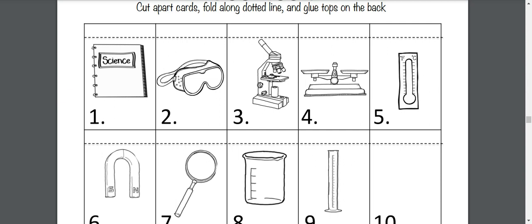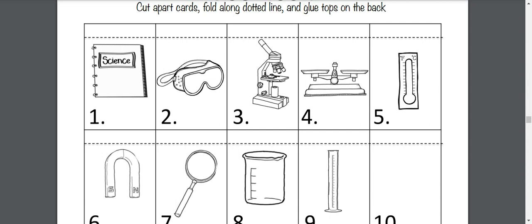Now, number 2, what is the name of that science tool? And why would a scientist use that? Number 2, go ahead, think about it. And those are safety goggles. It protects you from chemicals getting in your eyes or flames. Number 3, name that science tool and what is it used for? That is a microscope, and it's used to magnify objects, which means make them appear larger.